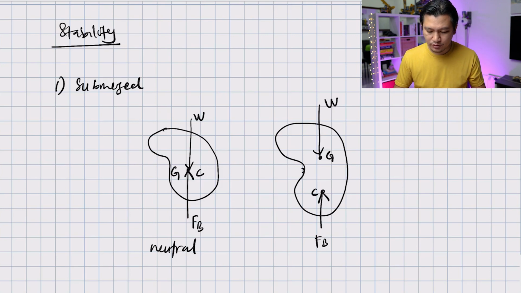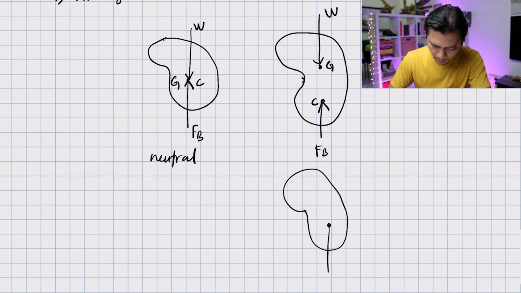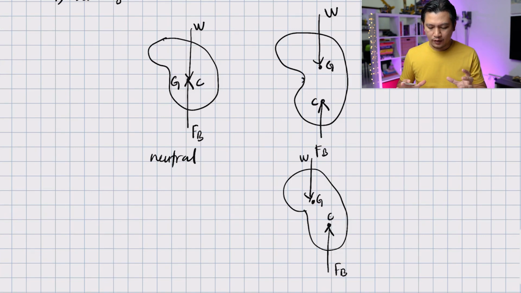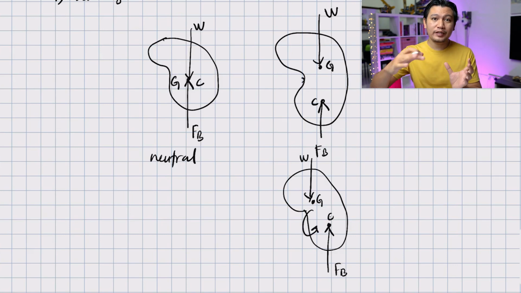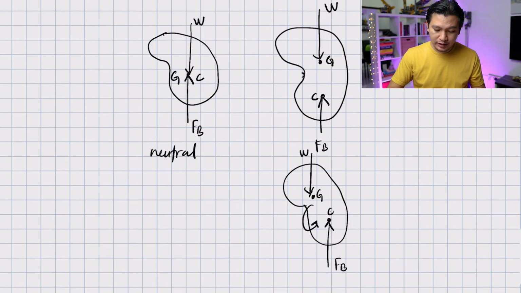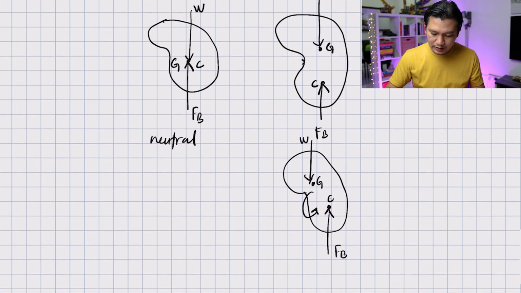Let's say this is going to rotate counterclockwise. So what happens to the G and C? C is going to be here and the buoyant force goes upward, and G is going to be here where the weight is going downward. Now, do you see what just happened? These forces are going to create a moment that will topple the object. So in this case, where G is on top of C, the object is unstable.